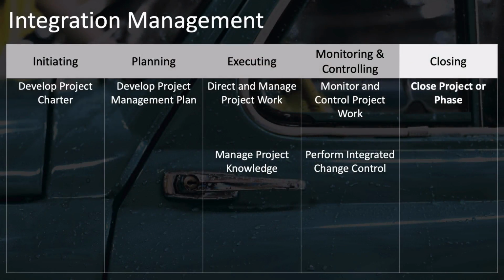Close project or phase is the final process in the integration management knowledge area. It's part of the integration management processes that started at the very beginning with Develop Project Charter, which then moved on to Develop Project Management Plan, the executing processes of Direct and Manage Project Work, as well as Manage Project Knowledge, the monitoring and controlling processes of Monitor and Control Project Work, and Perform Integrated Change Control, and now finally, Close Project or Phase.